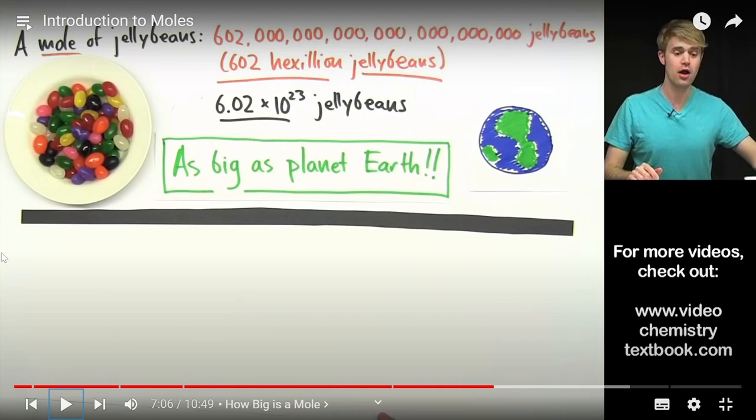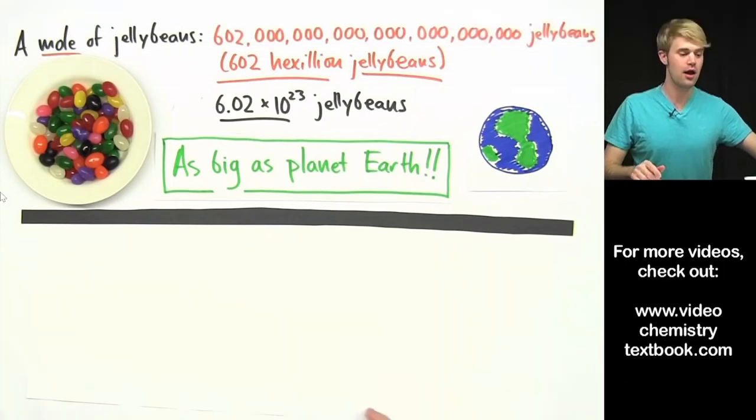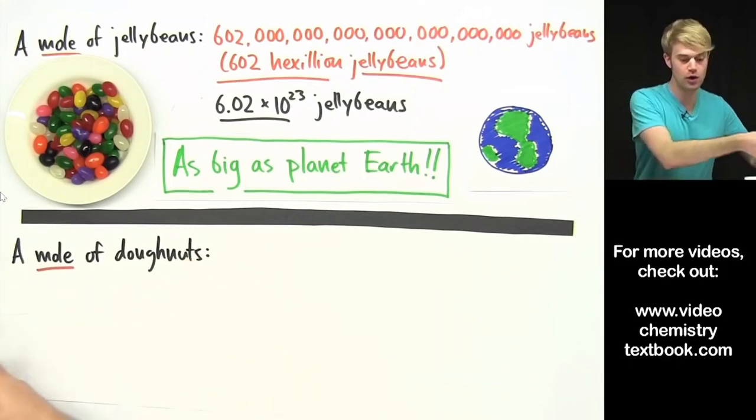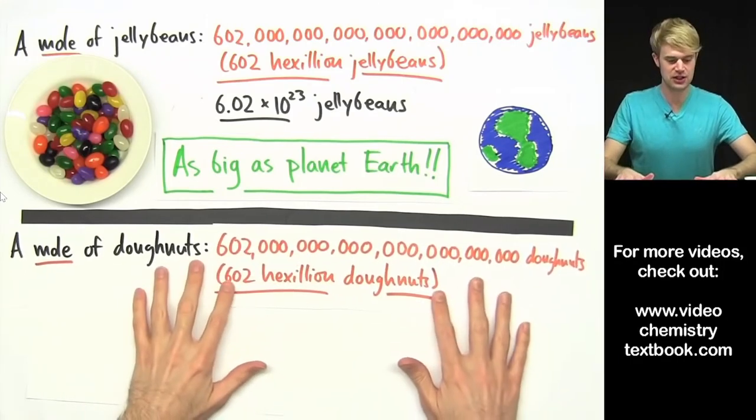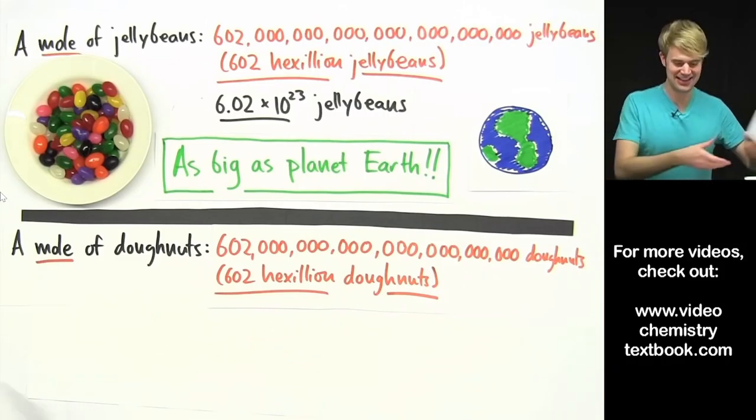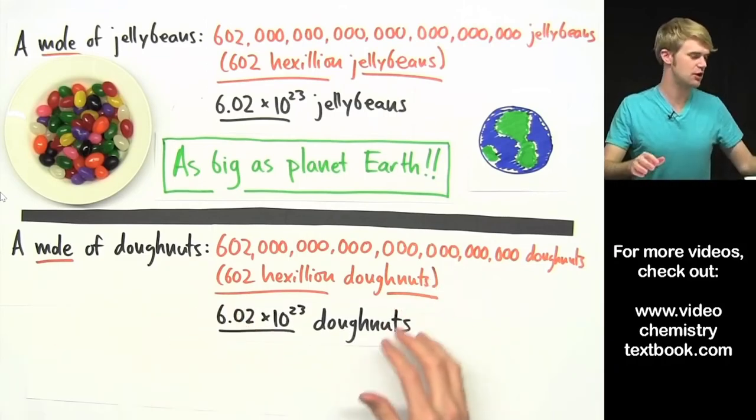Okay, tablespoon. That contains about 6.02 times 10 to the 23 water molecules. So jelly beans take up the space of the Earth, while water molecules take up a tablespoon, because molecules are so incredibly small, which is why we need such an incredibly big number to count them. We could also have a mole of donuts, which would be 602 hexillion donuts, 6.02 times 10 to the 23rd donuts.